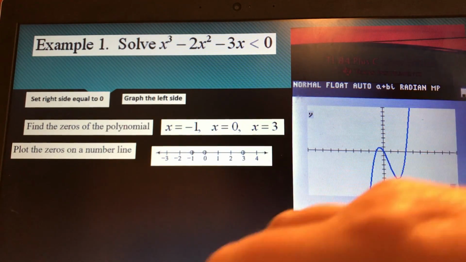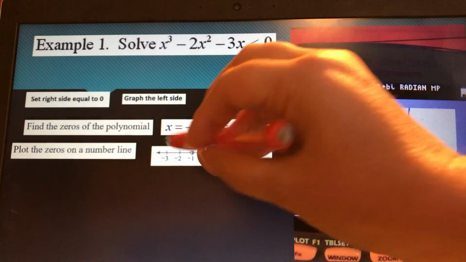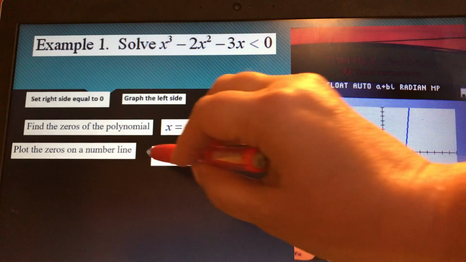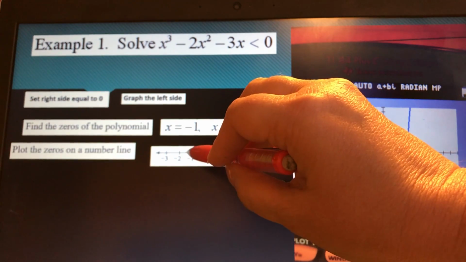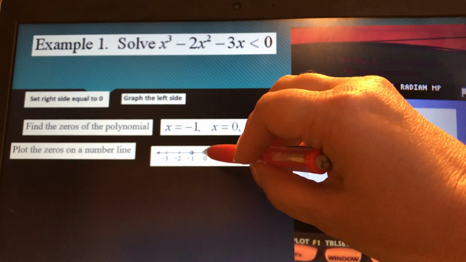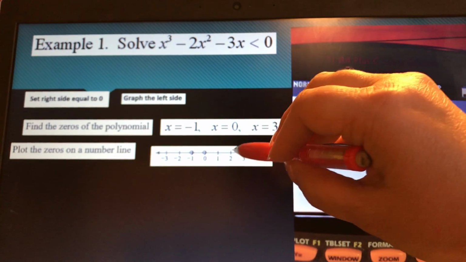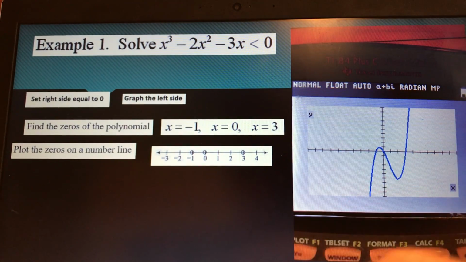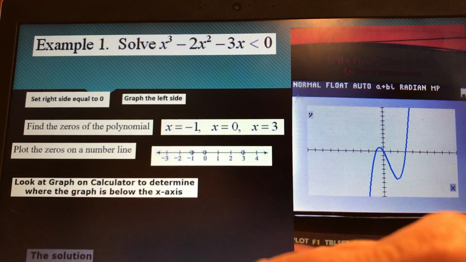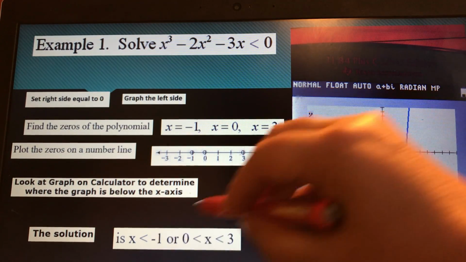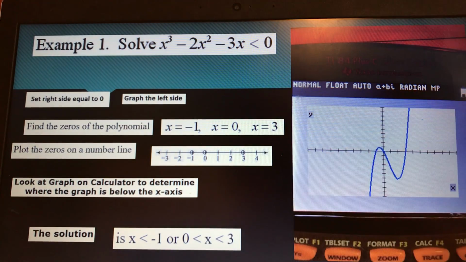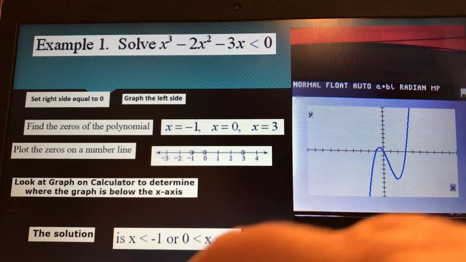All right, now what I want to do is to highlight where it's below. So from negative infinity to negative 1 is below 0. And then also from 0 to 3 is below 0. So our solution is x is less than negative 1 and x is between 0 and 3. All right, let's look at one more example.